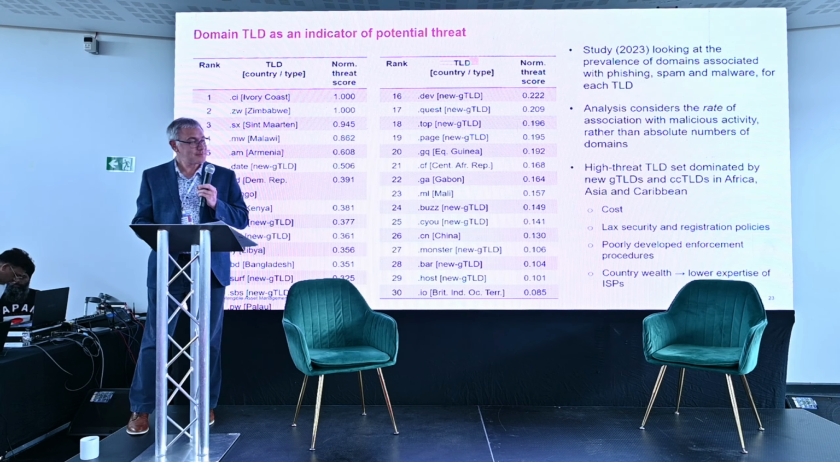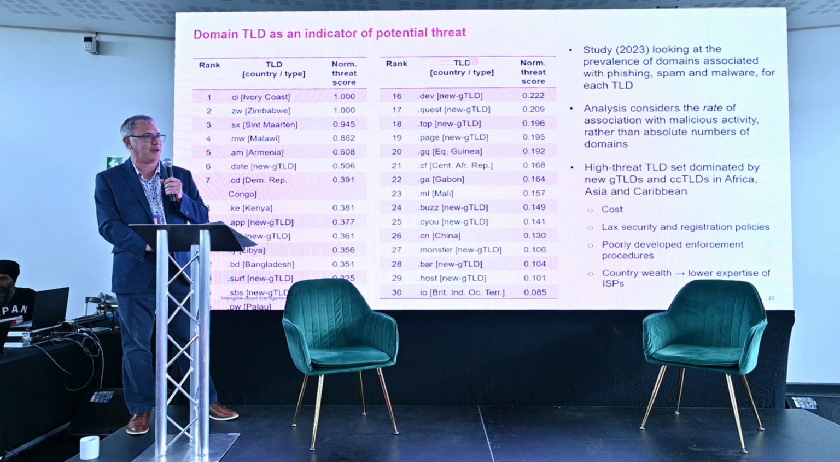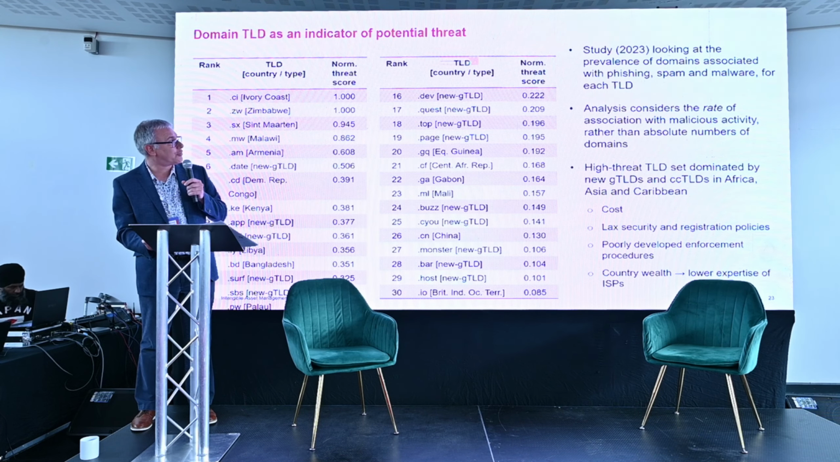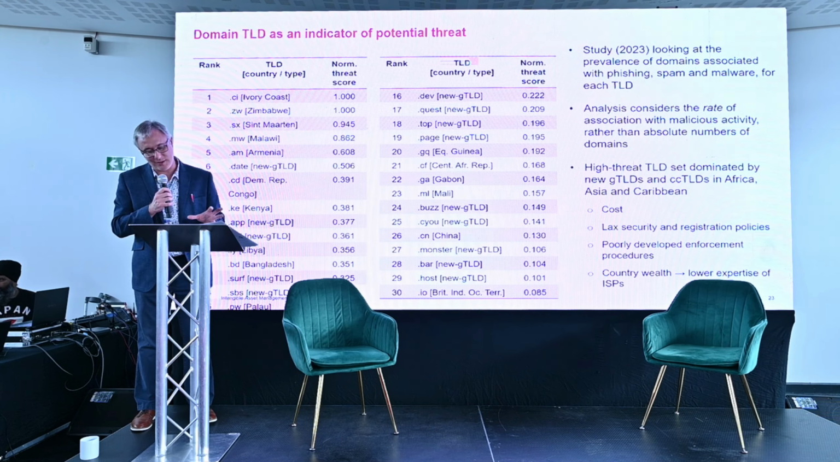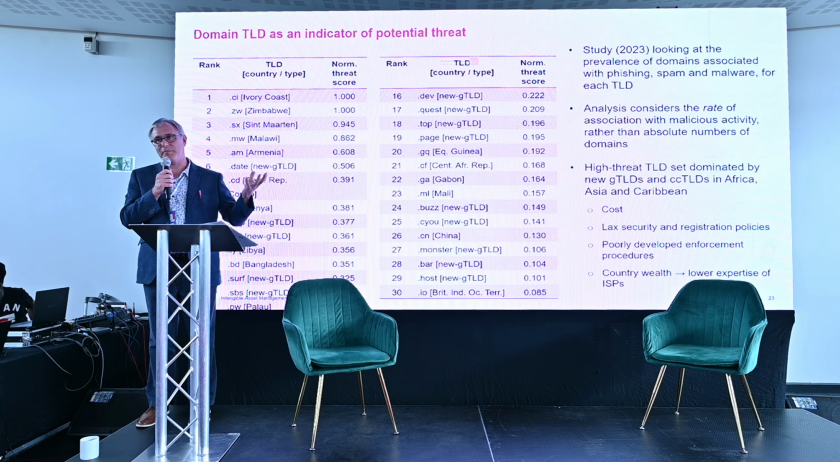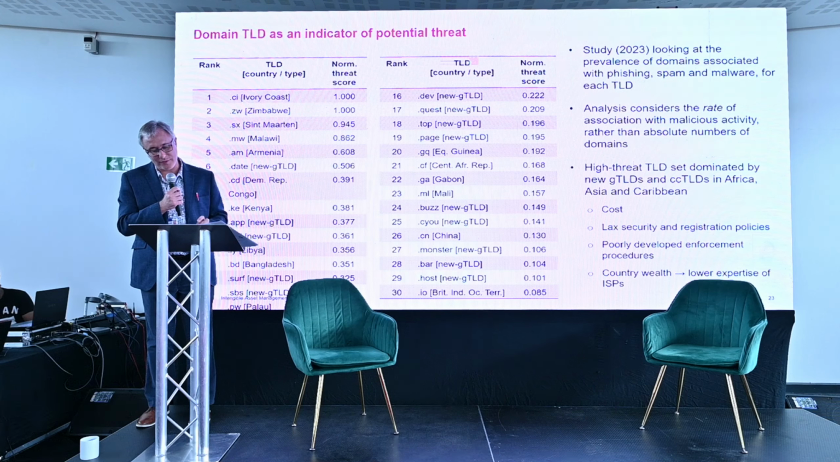Thank you. This is from a study looking at the prevalence of domains associated with various types of infringement, in this case phishing, spam, and malware, taken from a series of earlier studies, really looking at how frequently each TLD is used for infringing purposes. The important thing to say here is that this is looking at the rate of association with malicious activity rather than the absolute numbers. If we just looked at absolute numbers, .com would be top purely by virtue of the fact that there are far, far more .com domains out there than anything else. So in this case, we normalize the data by the total number of domains on that extension to see which are the higher risk.